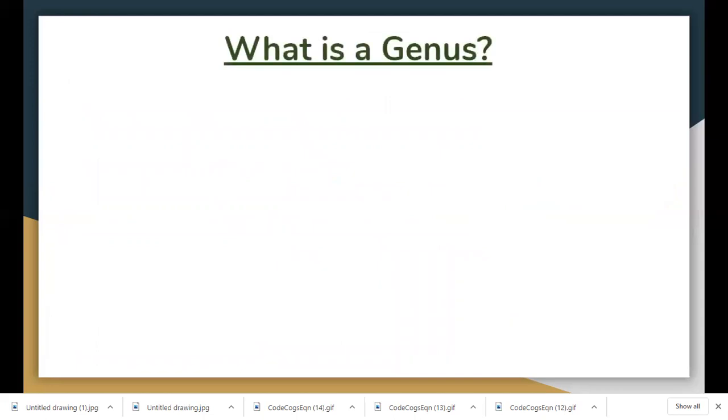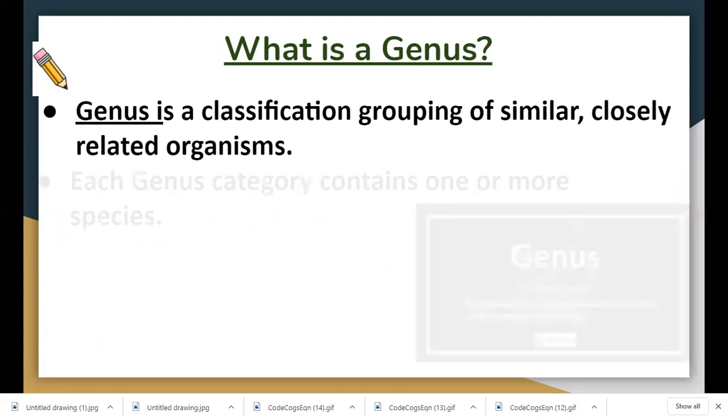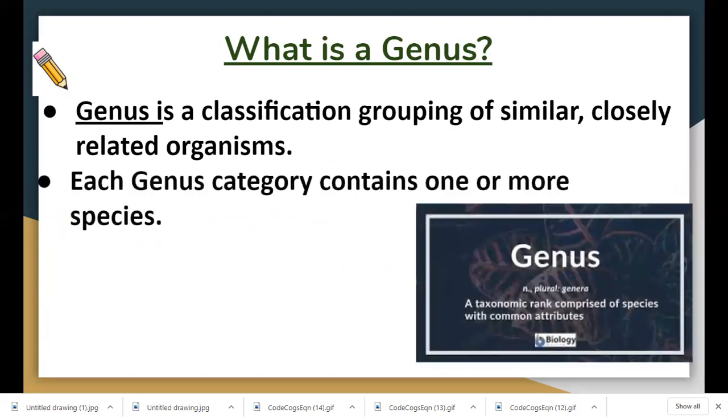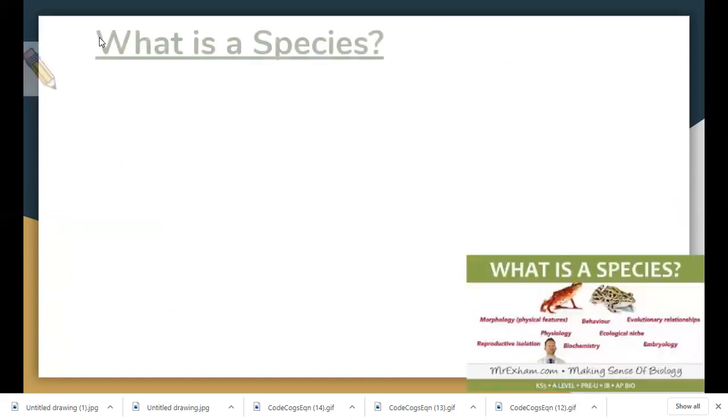What is a genus? It's not a genie in a bottle. Genus is a classification grouping of similar, closely related organisms. Each genus category contains 1 or more species. Some genus categories only have 1 species, so that's okay. Some have several, some have 2. You'll just see how that works in a minute. Okay, each genus is the first scientific name in the 2-part Linnaeus naming system, which we learned in the previous slide.